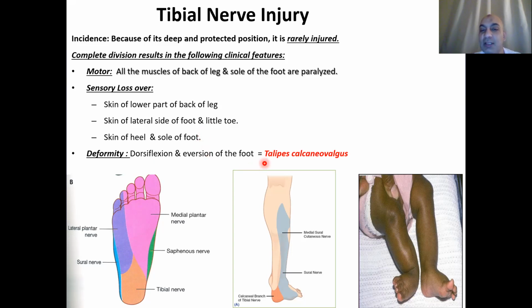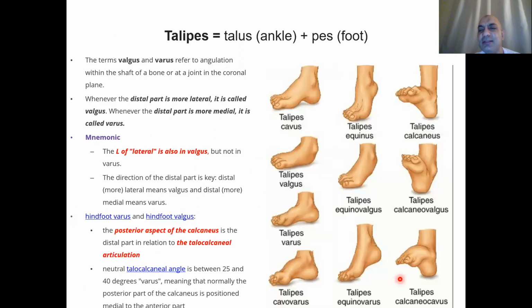The deformity is called talipes calcaneovalgus. Talipes means the talus. Calcaneovalgus: valgus means the distal part of the foot is displaced laterally in this way. So this is called talipes calcaneovalgus. This is the deformity. This is talipes calcaneus. This is talipes calcaneovalgus.